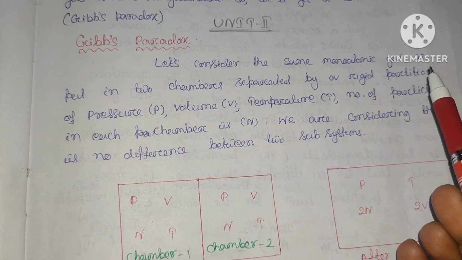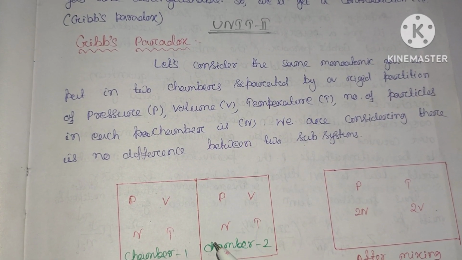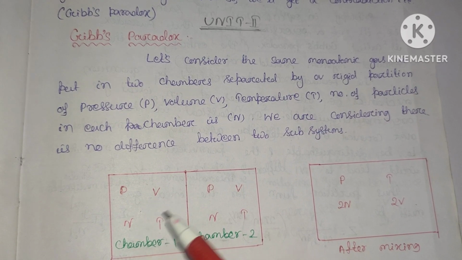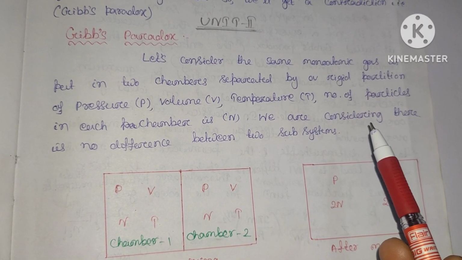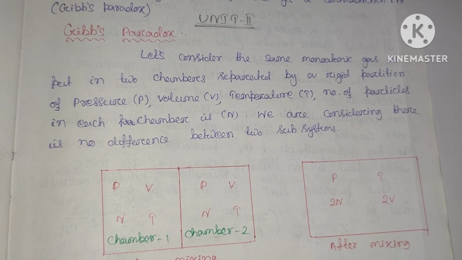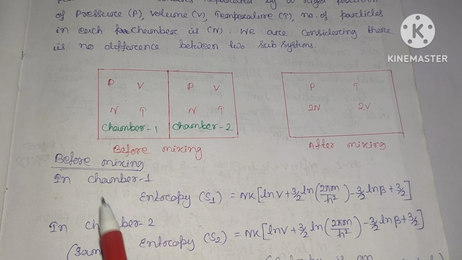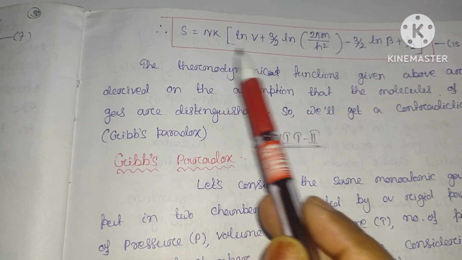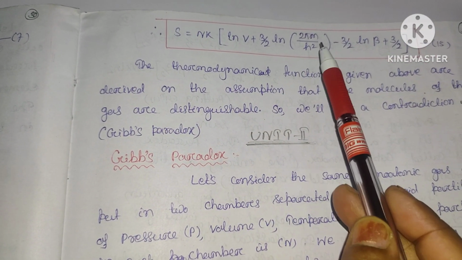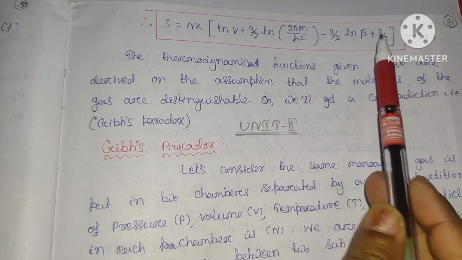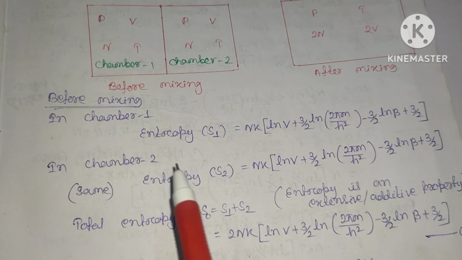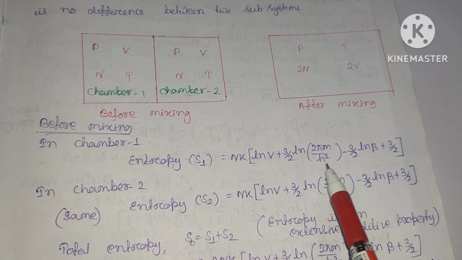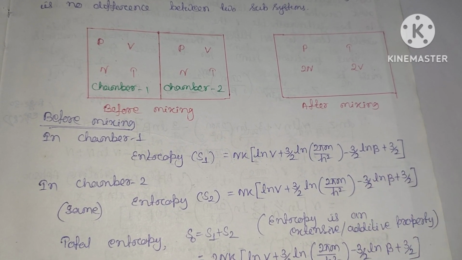Let us consider the same monoatomic gas put in two chambers separated by a rigid partition, with pressure P, volume V, temperature T and number of particles N in each chamber. We are considering that there is no difference between the two subsystems. Before mixing, in chamber 1, if you remember the entropy we have calculated, S equal to Nk [ln V plus 3/2 ln (2 pi m by h square) minus 3/2 ln beta plus 3/2]. So in chamber 1, this entropy S1 is equal to Nk [ln V plus 3/2 ln (2 pi m by h square) minus 3/2 ln beta plus 3/2].